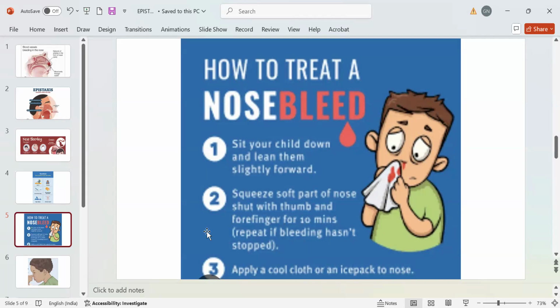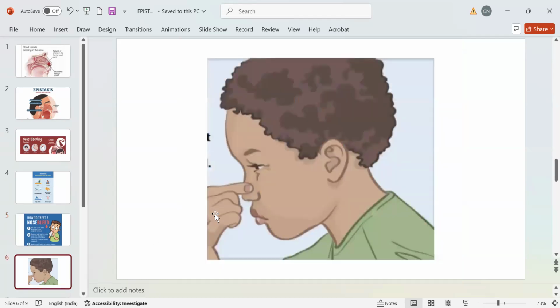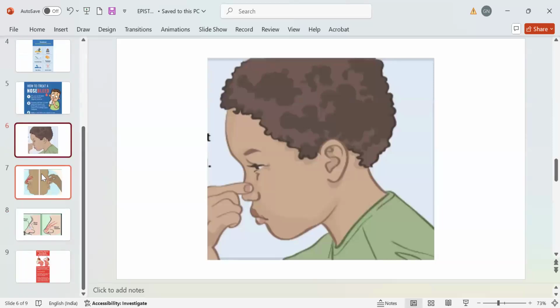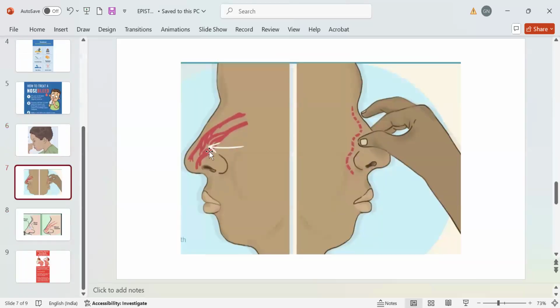Then an ice pack or any cold cloth is to be put on the bleeding part. This way, you have to pinch the nose. But never lean backward. So this is the area you have to pinch, not on the hard part.